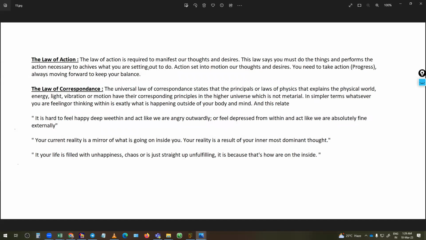The law of action. The law of action is required to manifest our thoughts and desires. The law says you must do the things and perform the actions necessary to achieve what you are setting out to do. Action sets our thoughts and desires into motion. You need to take action or progress, always moving forward to keep your balance.